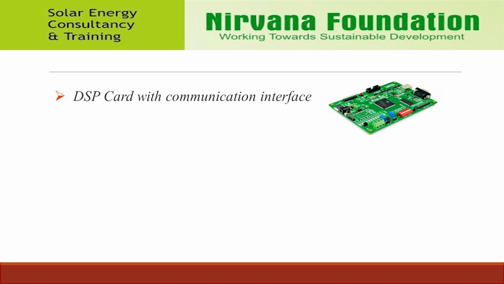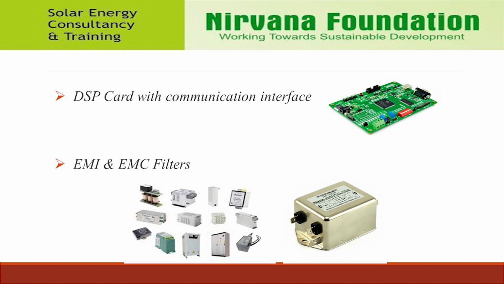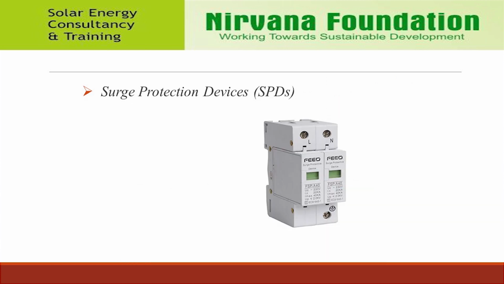EMI and EMC filters. EMC filters reduce the transfer of electromagnetic noise between the drive and mains power supply. EMI filters are used to suppress electromagnetic interference, EMI, on signal lines, power lines, or in electronic circuits. Surge protectors. Solar arrays, like all electronic devices, are prone to surges in voltage that can harm components and increase downtime. Surge protection devices can help keep systems running and profitable.